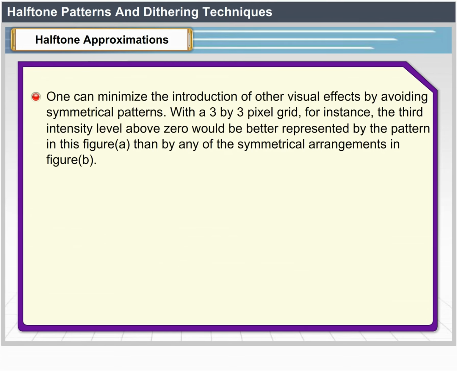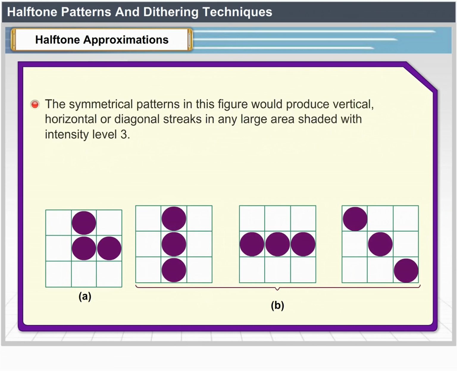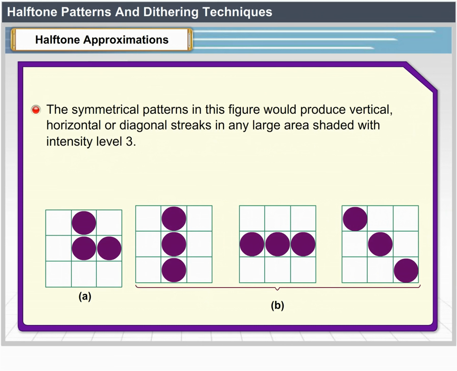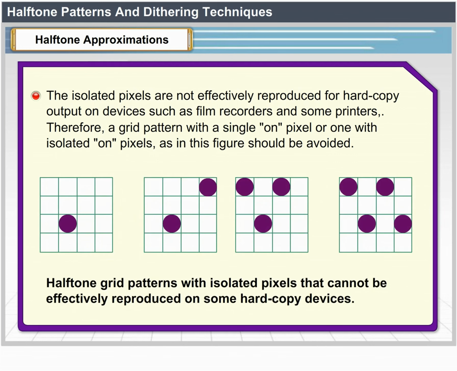We can minimize the introduction of other visual effects by avoiding symmetrical patterns. With a 3 by 3 pixel grid, for instance, the third intensity level above 0 would be better represented by the pattern in figure A than by any of the symmetrical arrangements in figure B. The symmetrical patterns in this figure would produce vertical, horizontal, or diagonal streaks in any large area shaded with intensity level 3. For hard copy output on devices such as film recorders and some printers, isolated pixels are not effectively reproduced. Therefore, a grid pattern with a single on pixel or one with isolated on pixels, as in this figure, should be avoided.